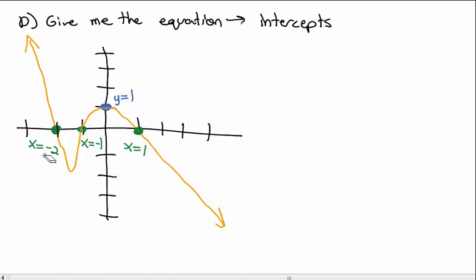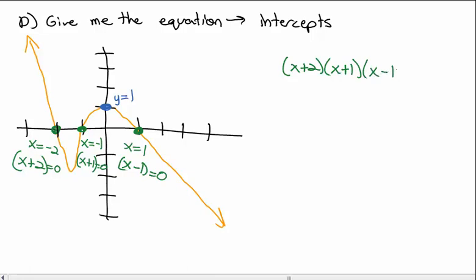So we want to make these equations equal 0. The first one we add 2, and we get x plus 2 equals 0. That's one of our factors. The next one we add 1, and we get x plus 1 equals 0. There's another factor. The next one we subtract 1, and we get x minus 1 equals 0. And so we use those factors of x plus 2 times x plus 1 times x minus 1 to start to build our polynomials.